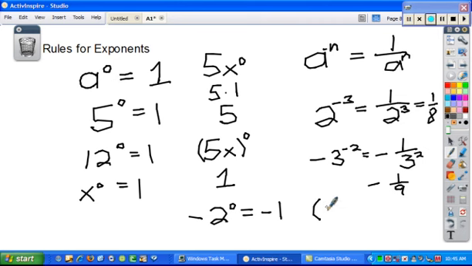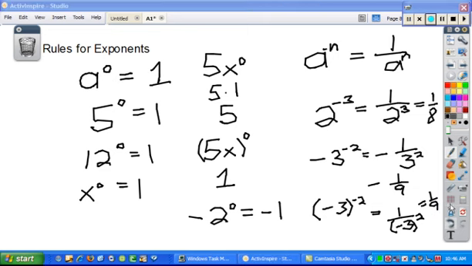However, if I have this, negative 3 in parentheses to the negative 2, in that case, I flip the whole thing, including the negative, and I square the whole thing, and I end up with a positive 1/9. So watch out with these exponents. Make sure you're only raising to a power what's right next to the exponent unless there are parentheses.